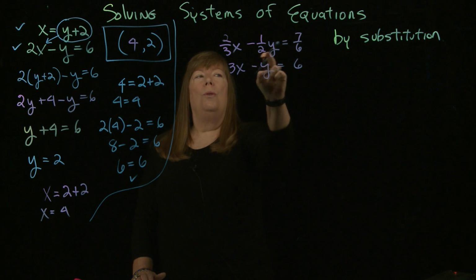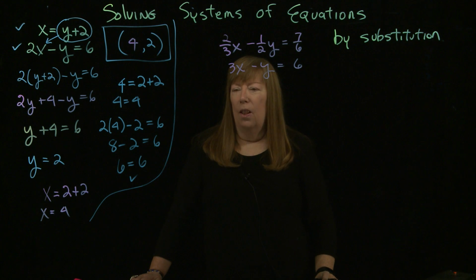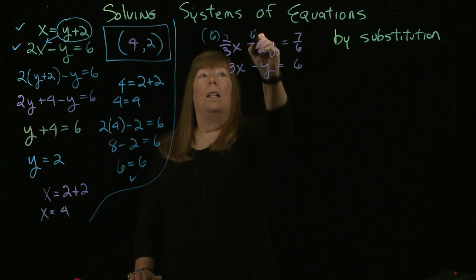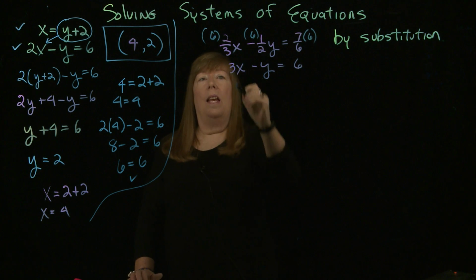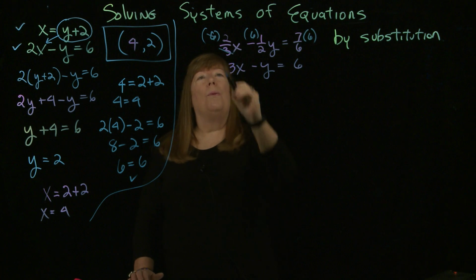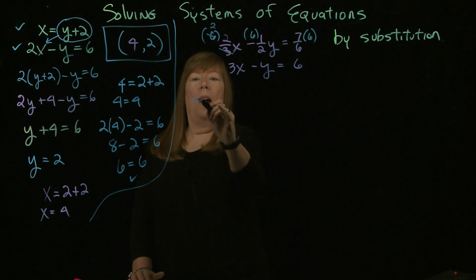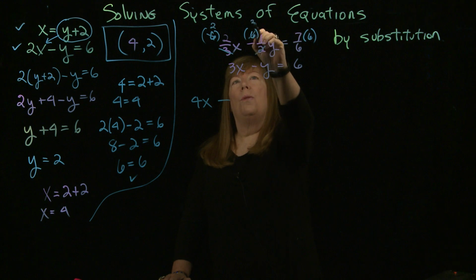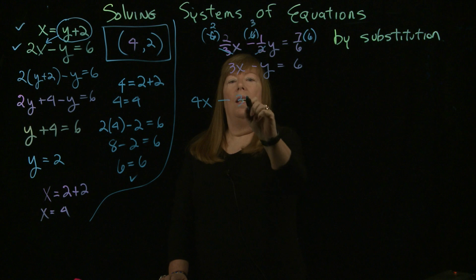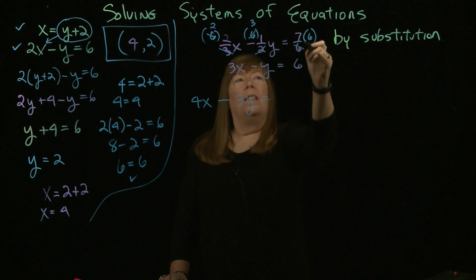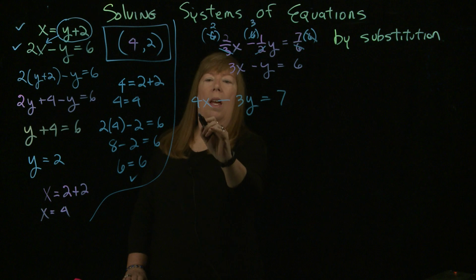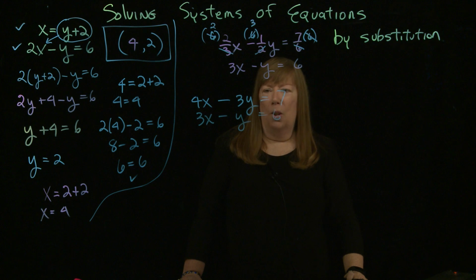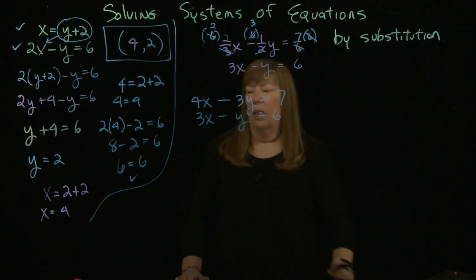My denominators are 2, 3, and 6. 6 is the largest of them, and 2 and 3 both go into it. So let's multiply everybody in the first equation by 6, and that will kill the fractions. 3 goes into 6 twice, and 2 times 2x is 4x. Minus, 2 goes into 6 3 times, and 3 times y is 3y. And the 6's cancel here, and it leaves me a 7. Okay, so now my system doesn't have fractions in it anymore, and I think you're probably a whole lot happier than you were 30 seconds ago.